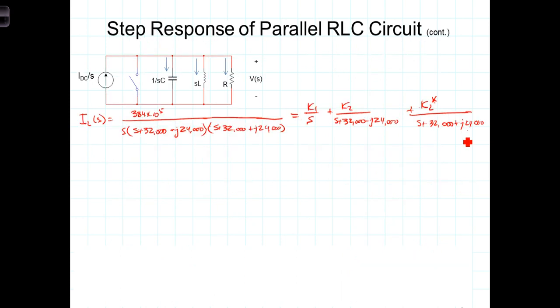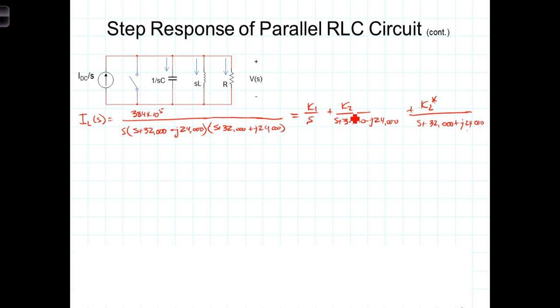I've gone ahead and written this on this next slide in the factored form. So I sub L of S in its factored form is this, which is now ready to be expanded into its partial fractions, where associated with the factor S we have K1 over S. Then the term associated with this, we call that the positive term. We have K2 over S plus 32,000 minus j 24,000 plus K2 conjugate over S plus 32,000 plus j 24,000.